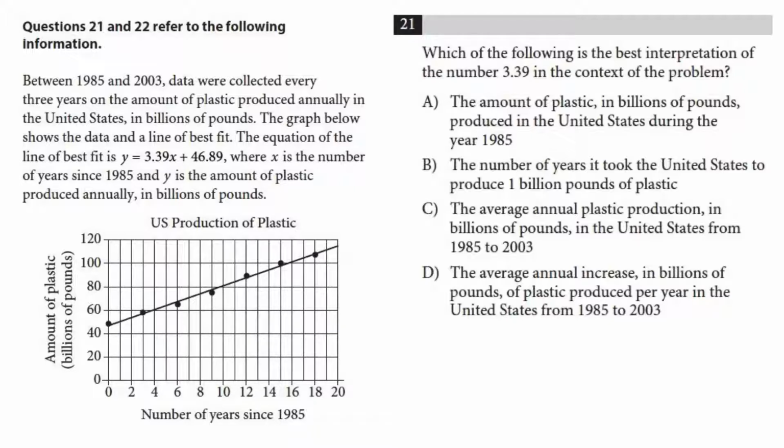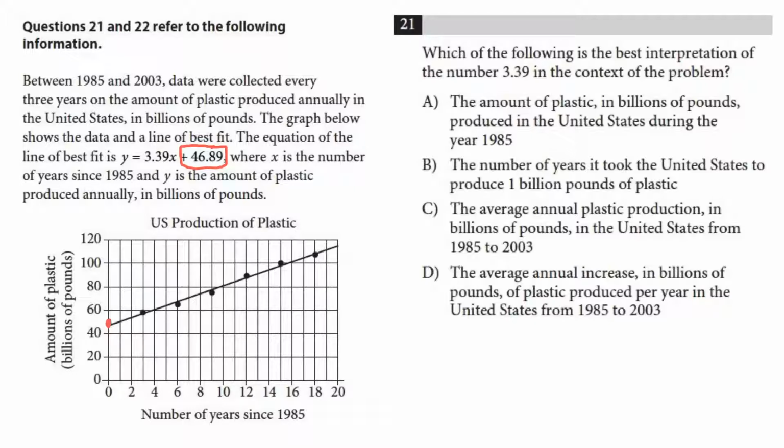So that means that every year, so for instance, in 1985, the United States must have produced this many billion pounds of plastic, which, since we have our equation in slope-intercept form, we can see that in 1985 we produced 46.89 billion pounds of plastic.